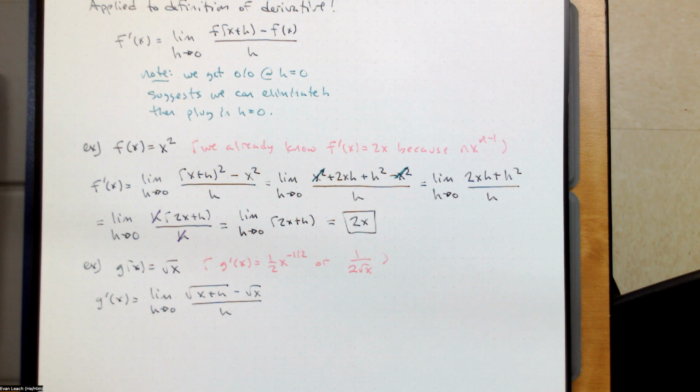In the previous example with x squared, all we had to do was multiply some stuff out. But here, I've got a square root of x plus h. So there's not really a multiply this out scenario here. So we have to bring in some other trickery. What algebraic maneuver can we use on this function?